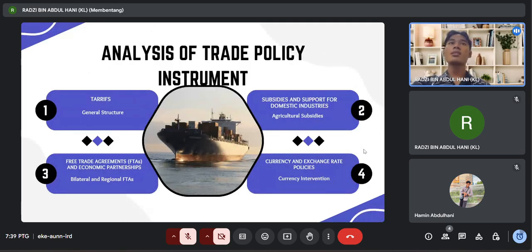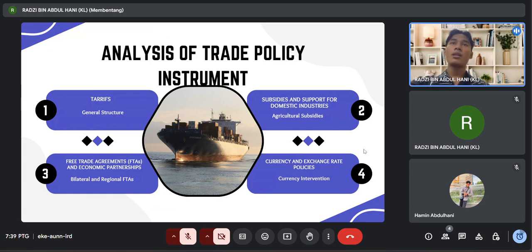For the next slide is analysis of trade policy instruments. First point is tariff. The general structure: Japan has relatively low tariffs, especially compared to other economies such as the United States or the European Union. In recent years, the average tariff rate is around 2 to 3%. However, Japan maintains higher tariffs in certain sectors to protect domestic industries.